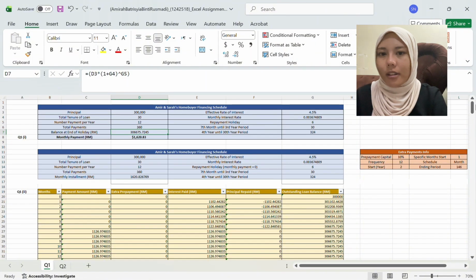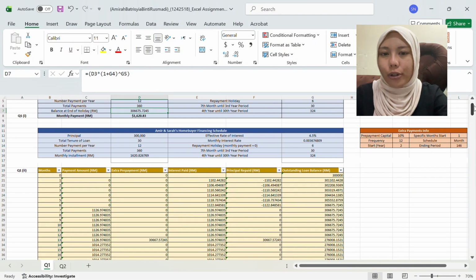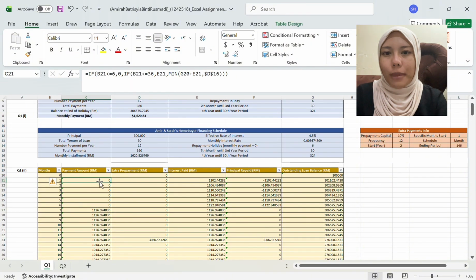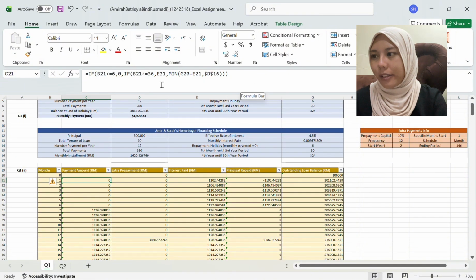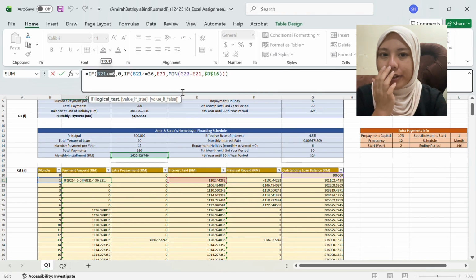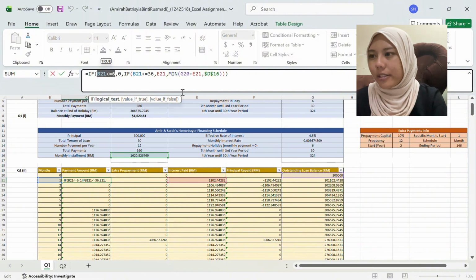For question 1, part 2, here we built the schedule using 4 core columns to automate monthly accounting. Column 1 here calculates the payment amount in cell C21 using a nested logical formula over here. This formula handles the loan structure piece by piece. B21 here outputs 0 for the holiday.